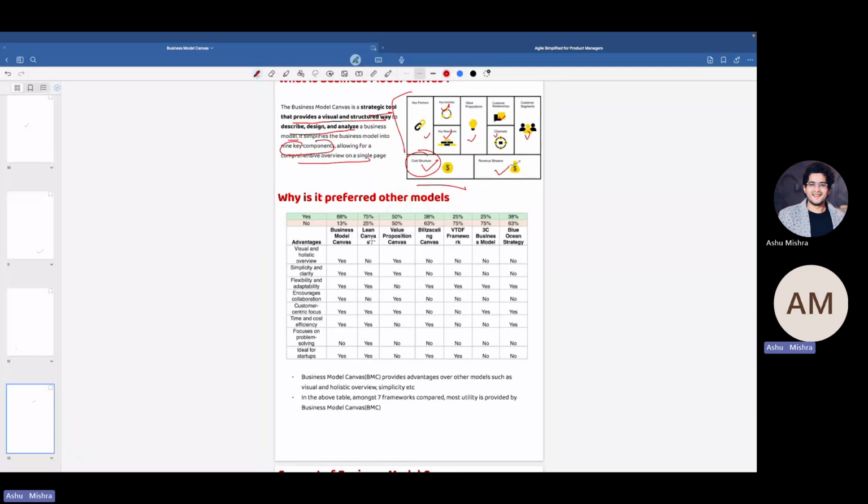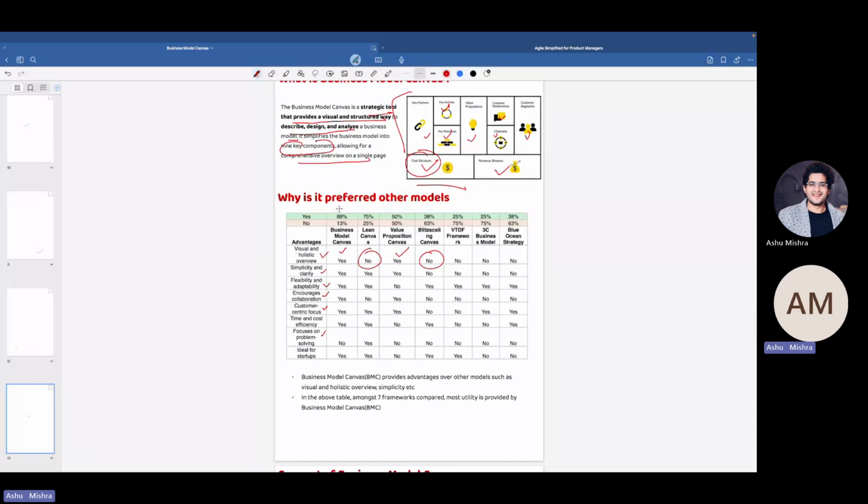Now, if you see this table, guys, I have laid out all the 7 business model frameworks side by side and analyzed them on the basis of different advantages, which are visual and holistic overview, simplicity and clarity, flexibility, encourages collaboration, customer-centric approach, ideal for startups or not. So if you see, I have marked yes or no whether these are providing these kinds of advantages or not. For example, visual and holistic view is not provided in the lean canvas, right? It is not provided in the blitzscaling canvas, but it is provided in the value proposition canvas.